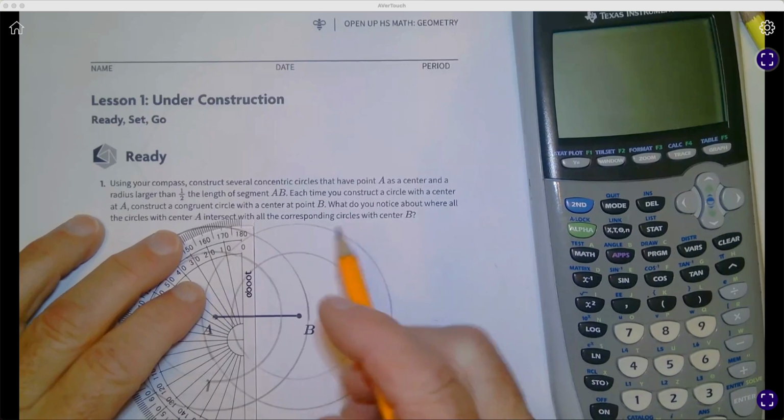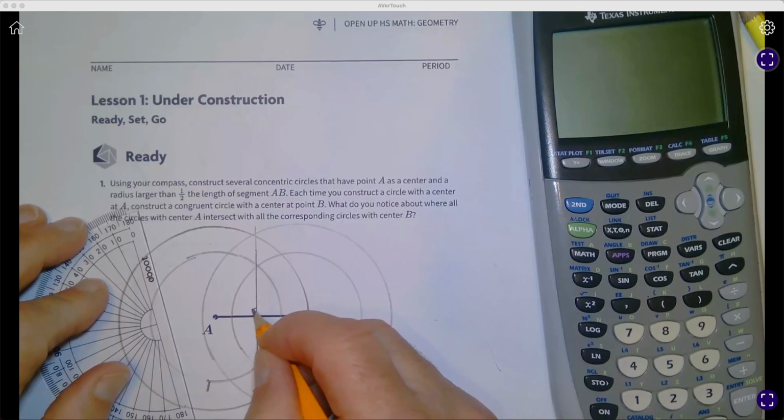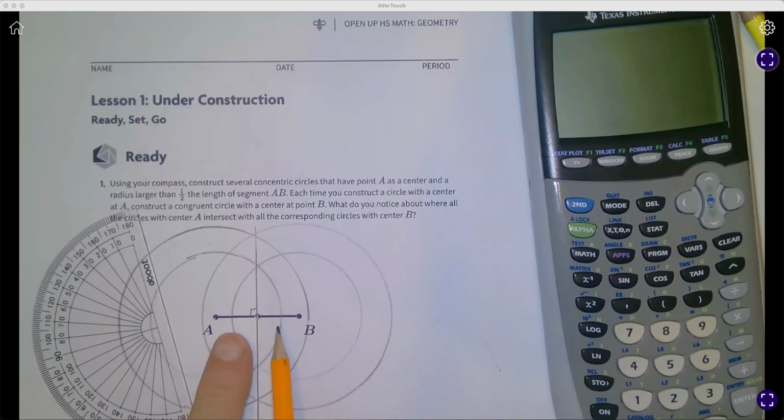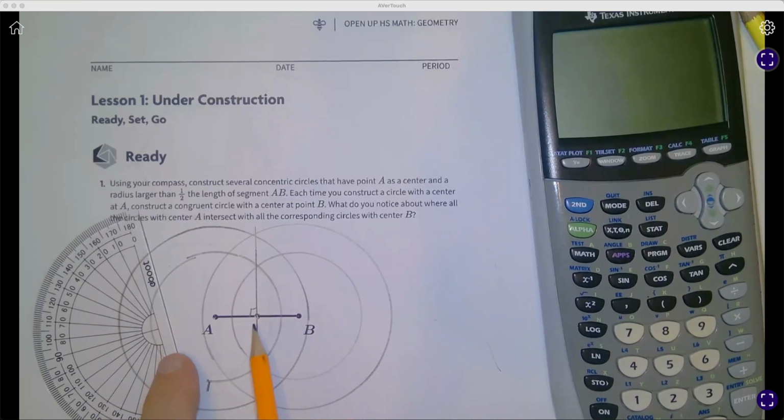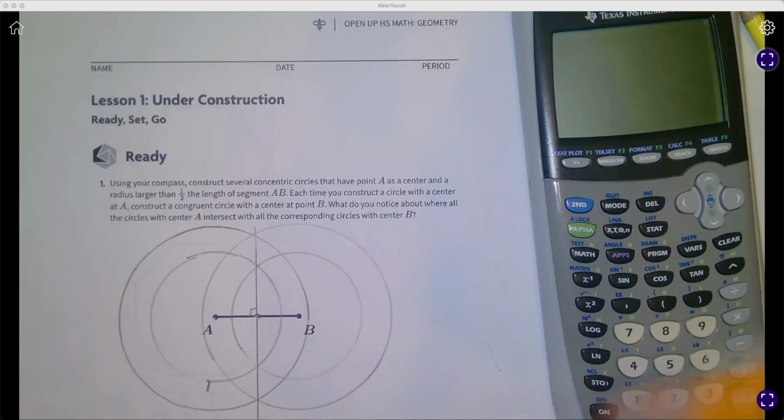So there it is. There's my perpendicular bisector. It makes a 90-degree angle, and bisector implies it cuts that line segment directly in half. So that is the midpoint of segment AB. And that is the point of that journey. Okay, we do not do problem 2.